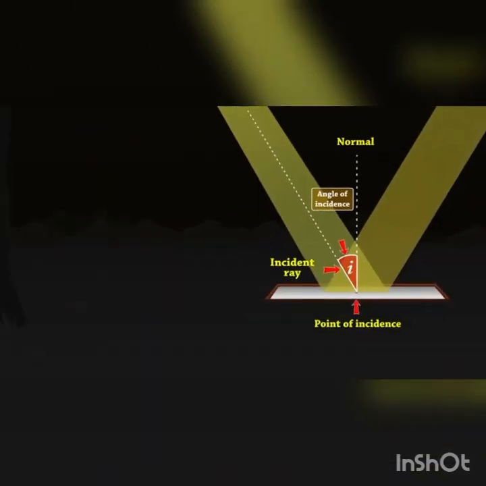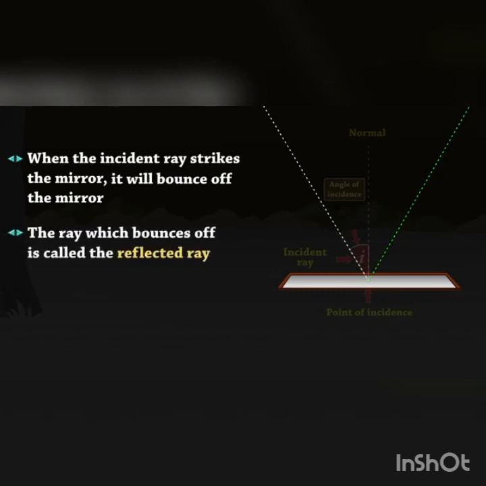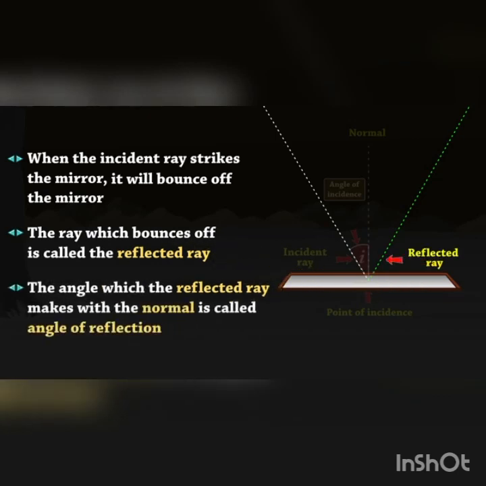When the incident ray strikes the mirror, it will bounce off the mirror. The ray which bounces off is called the reflected ray. The angle which the reflected ray makes with the normal is called angle of reflection.